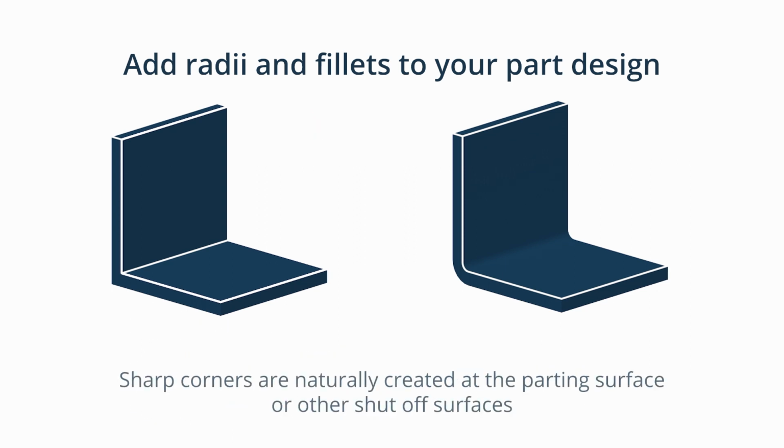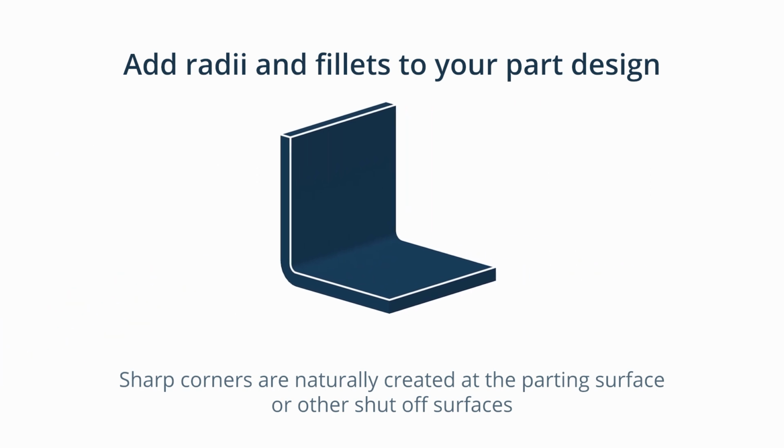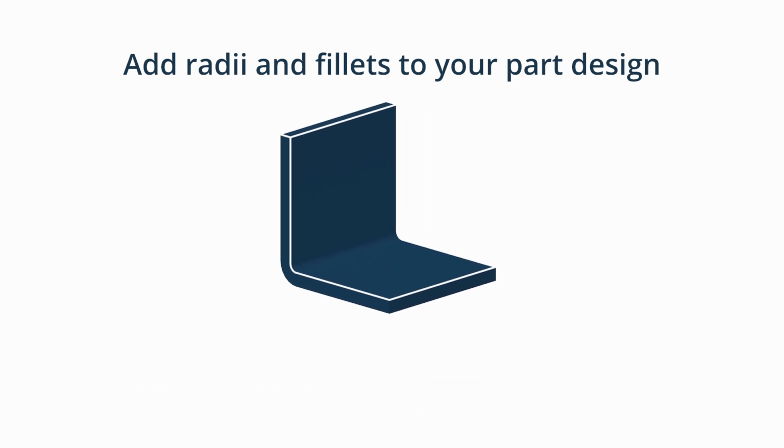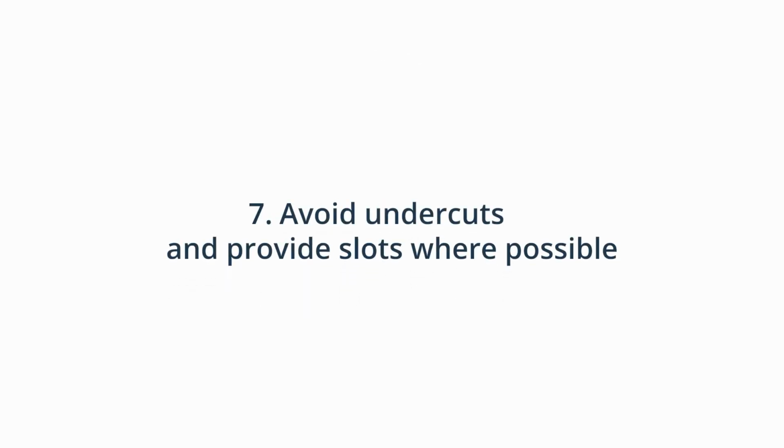The only place on your parts where sharp corners are naturally created is at the parting surface or other shut-off surfaces. Add internal radii at least 0.5 times the thickness of the adjacent wall and external radii 1.5 times the size. 7. Avoid undercuts and provide slots where possible.